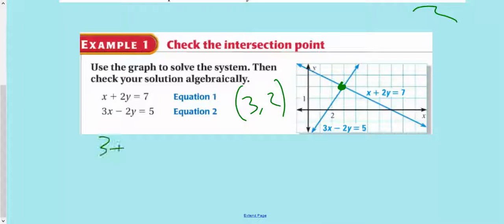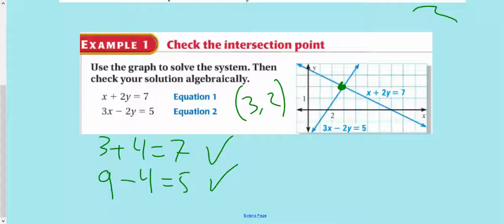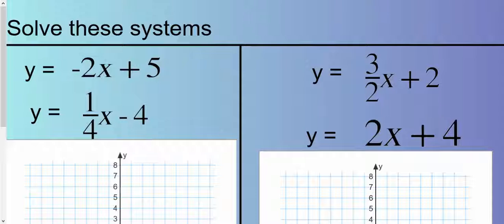So 3 plus 2 times 2 is 4, equals 7. That's true. 3 times 3 for the second equation is 9, minus 2 times 2 is 4, that equals 5. That works. So it works for both equations, and that's verifying that the solution is correct.